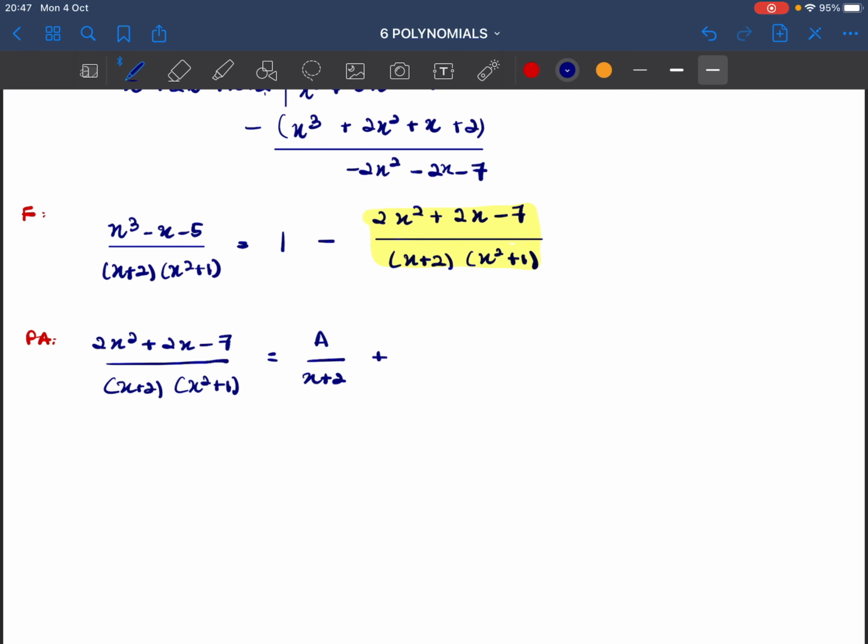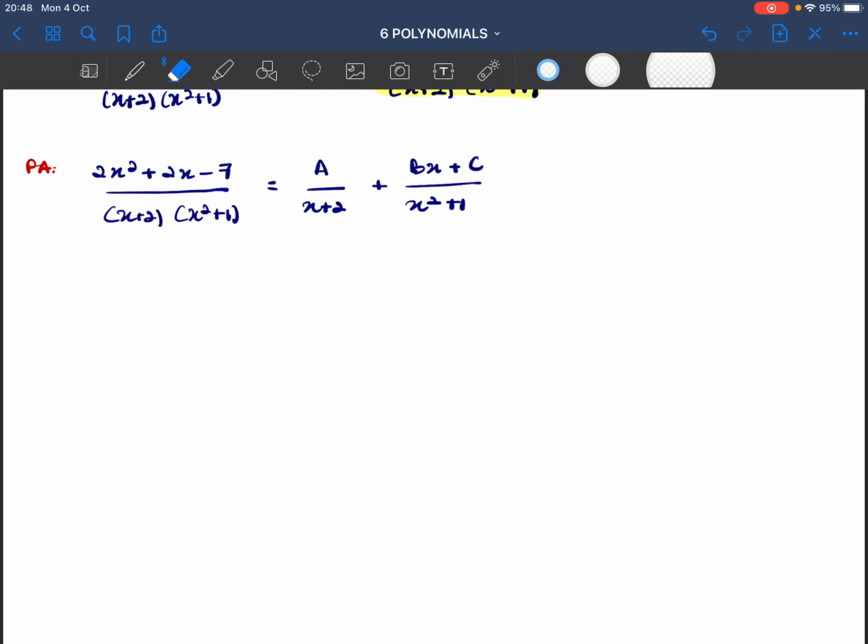Okay, quadratic yang tak boleh factorize, so we are going to expand this jadi a over x plus 2. So quadratic yang tak boleh factorize, apa atas dia? Ya, betul, bx plus c. Okay, so kat sini kita ada a over x plus 2, bx plus c over x square plus 1. So macam saya cakap, you can use both methods. Okay, you can use method 1, substituting any value ataupun the roots from the factors, or you can use comparing. Tapi macam saya cakap, for quadratic factor, cara yang paling senang ialah kita expand then compare.